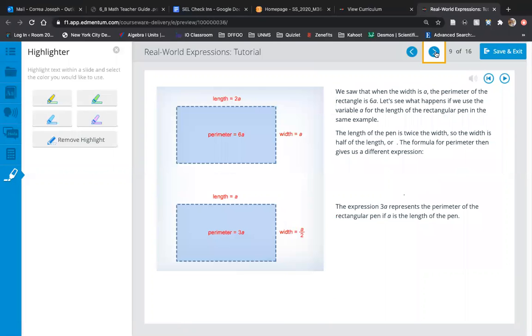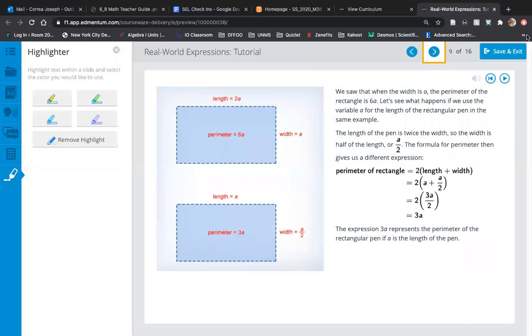On the next slide, we see here that at the top, right, this is what we did on that last page to get 6A. But what you can also do is you can say, let the length be A, and the width is going to be half of that, right? So if, right, and just think about examples if we're getting a little confused here.